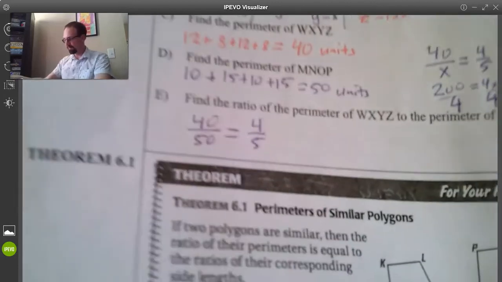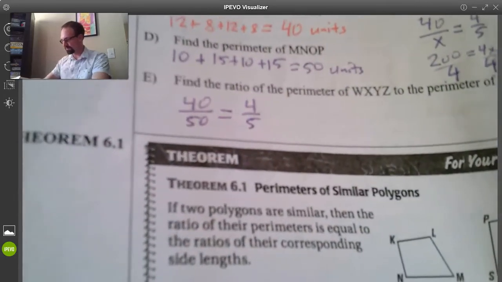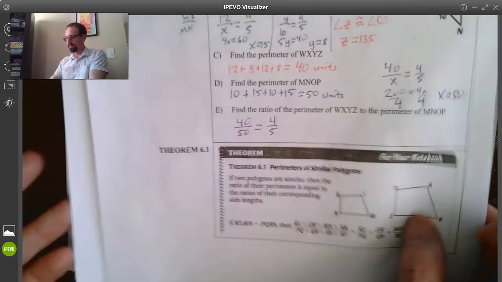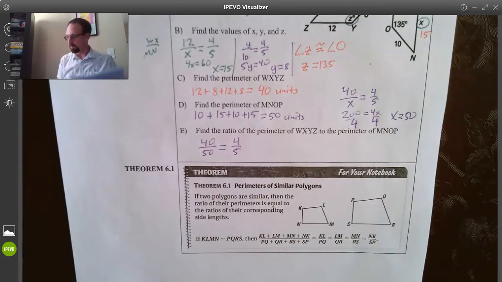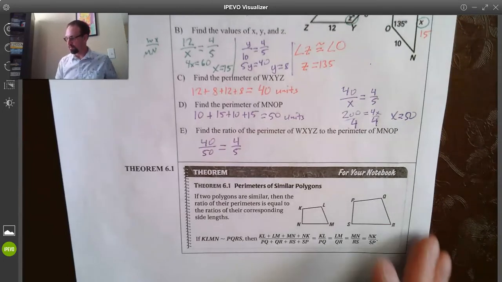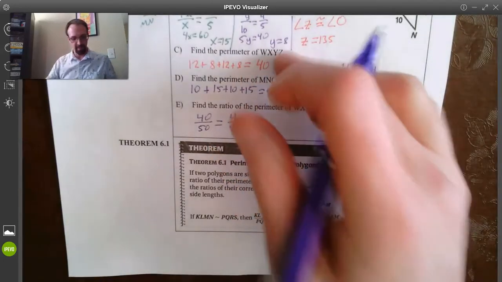All right, so for the next part, we're going to be talking about the perimeters of similar polygons. It just comes back up with what we just talked about.